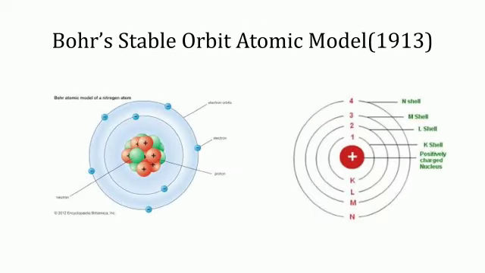Bohr's stable orbit atomic model. Niels Bohr was a Danish physicist who made foundational contributions to understanding atomic structure. He explained the stability of atoms by putting forth the stable orbit atomic model. The important postulates of Bohr's atomic model are as follows.